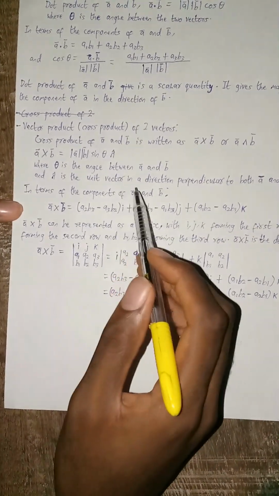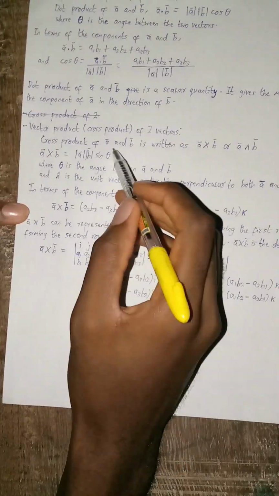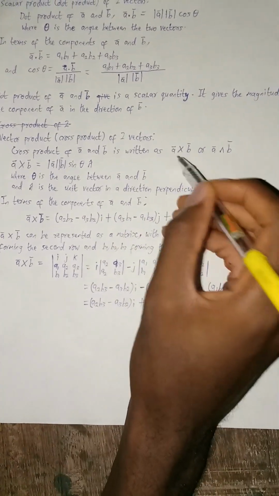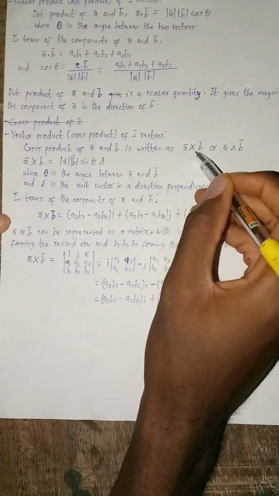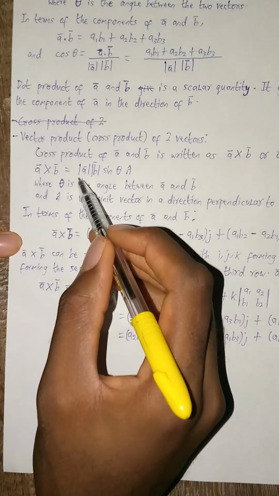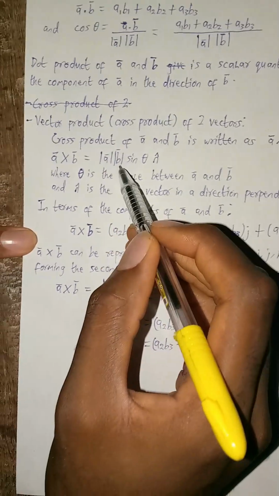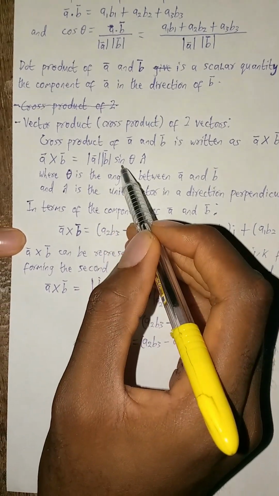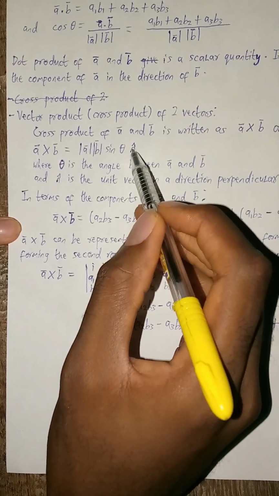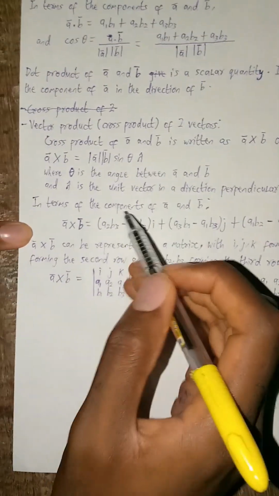Now, the cross product of two vectors, the cross product of A and B, is written either like this or like this. Although this form is more common, so I'll be using it throughout. So A cross B is equal to the magnitude of A times the magnitude of B times the sine of the angle between them times a unit vector n. We're going to be talking about this unit vector soon.